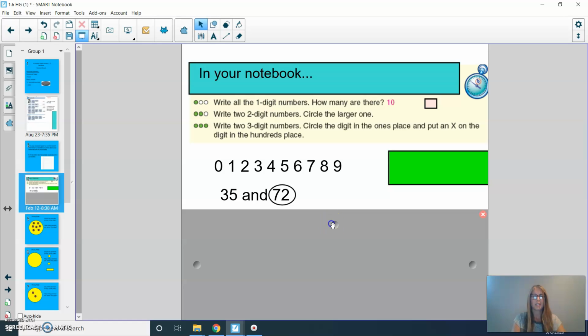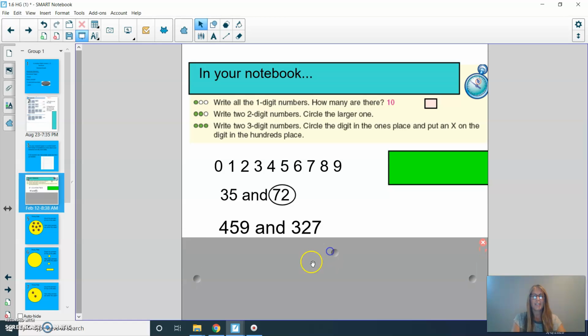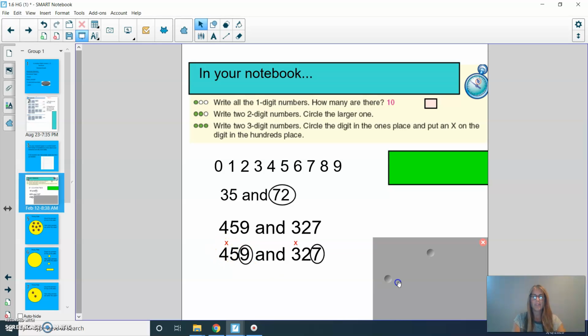I'll show you what my numbers look like. So I have the numbers 459 and 327. And then I needed to circle the digit in the ones place. So notice how I circled the 9. And then I needed to put an X on the digit in the hundreds place. I chose to just put an X above the 4. And then I did the same thing for 327. I circled the digit in the ones place, which was my 7, and then I put an X either on or above my digit in my hundreds place.